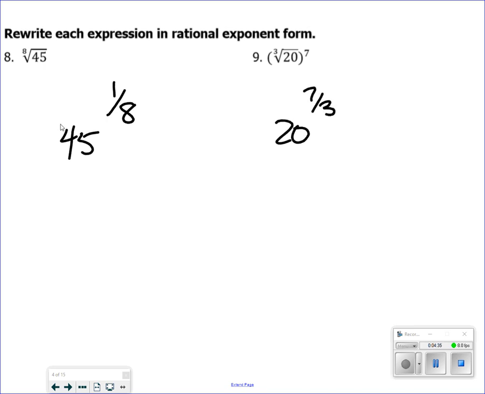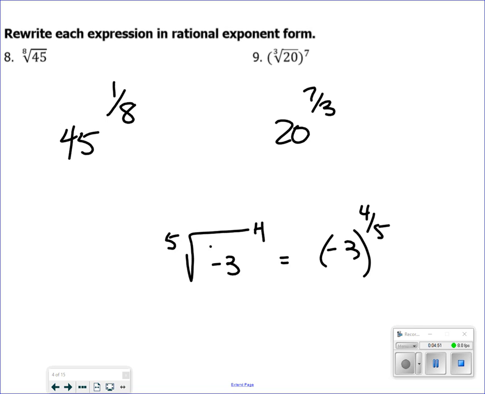Now I do want to do a negative. Anytime you have a negative, make sure you put it in parentheses. So I'm adding that question here. Anytime you have a negative, make sure you put that in parentheses when writing it to an exponent.